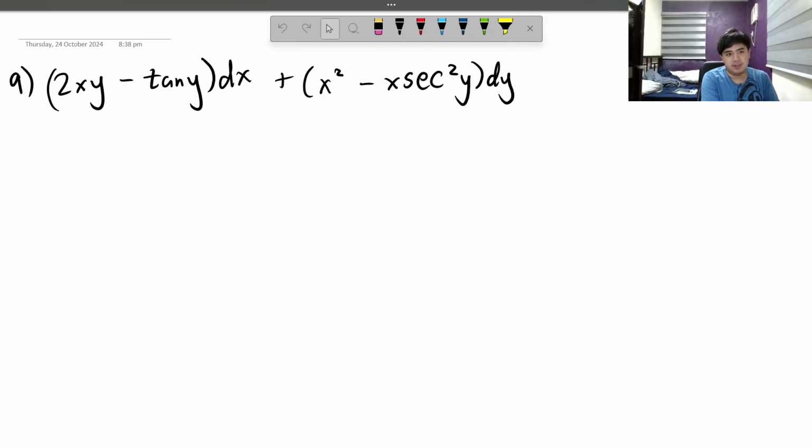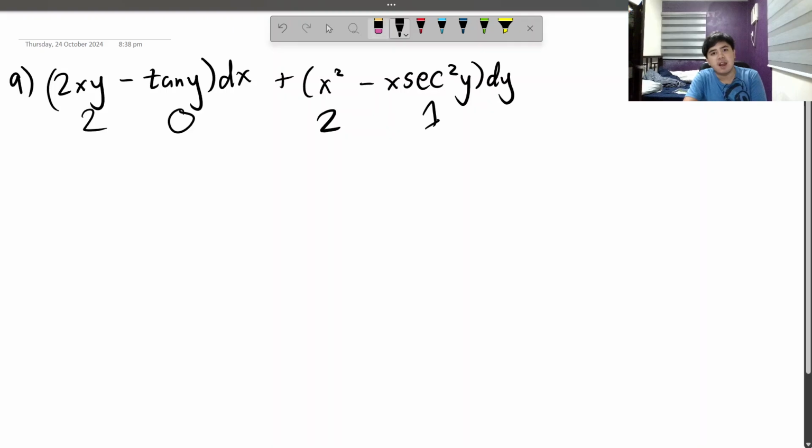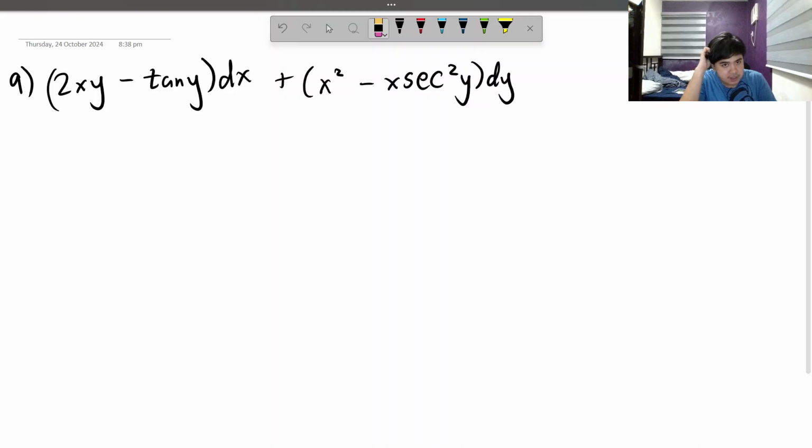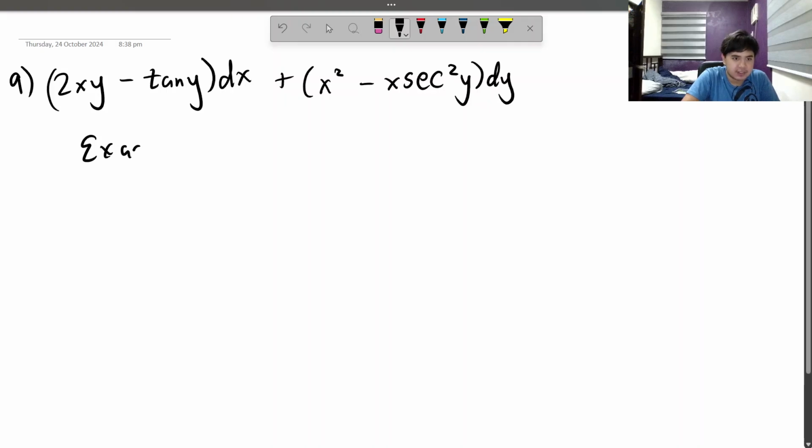homogeneous? No, because the degree is not exactly equal to each other. This is degree 2, this is degree 2, but this only has degree 1, and this doesn't even have a degree. So no, not homogeneous. Is this linear? I don't see that it's linear. Is it even Bernoulli? I don't think so. So let's go to exact.